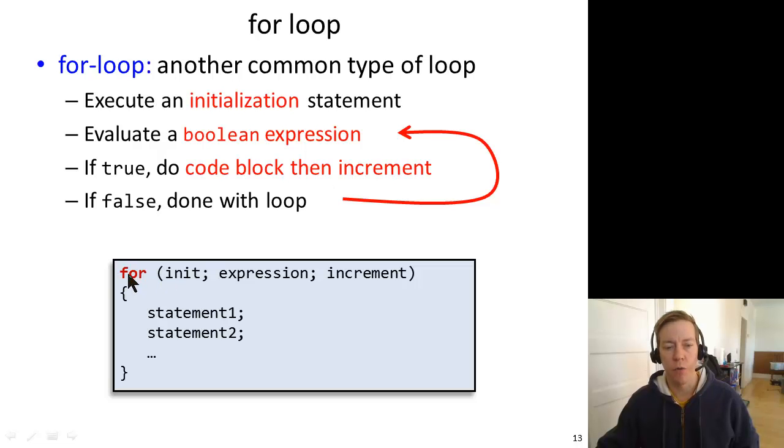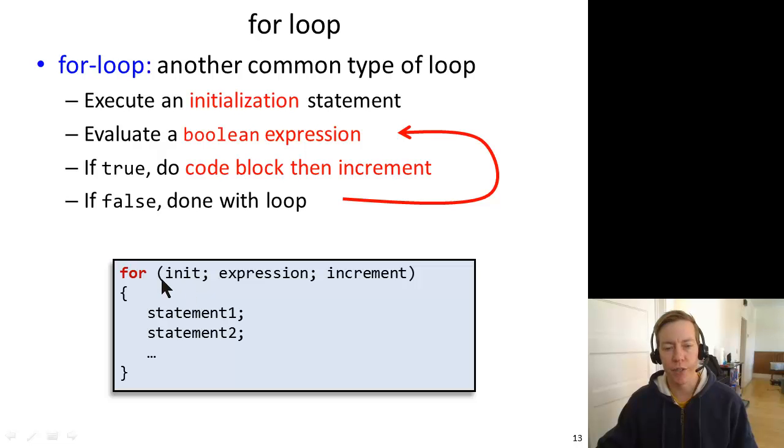If you look at the structure, you have the keyword for, and just like the while loop, you have stuff in parentheses and no semicolon. But it has 3 parts that have to be inside of the parentheses. You have an initialization, you have an expression, and you have an increment.